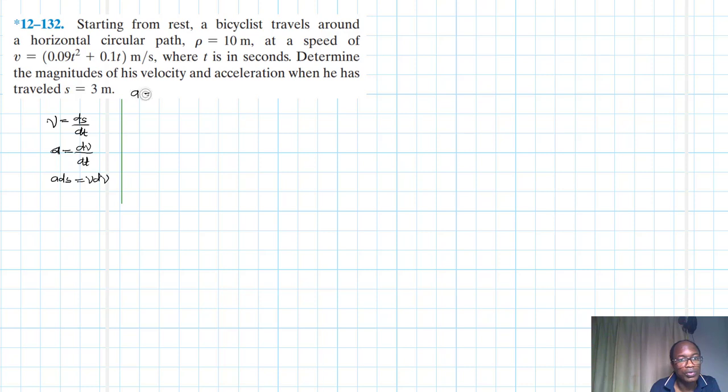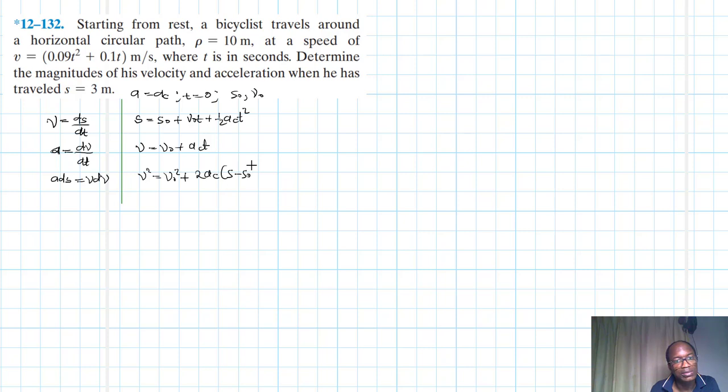One of the most common cases is when acceleration is constant. At t equal to 0, we have additional boundary conditions s naught and v naught. From these three kinematic equations, we can derive: s equals s naught plus v naught t plus half a_c t squared; v equals v naught plus a_c t; and v squared equals v naught squared plus 2 a_c (s minus s naught).